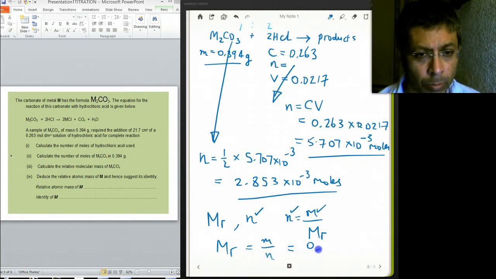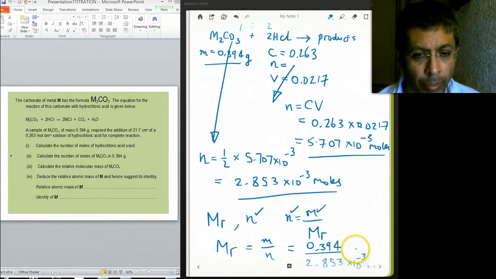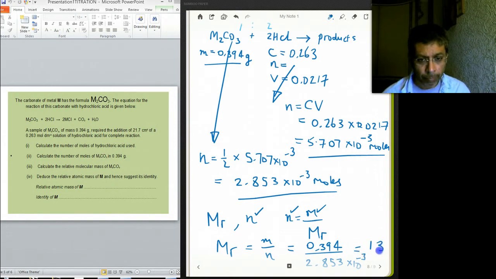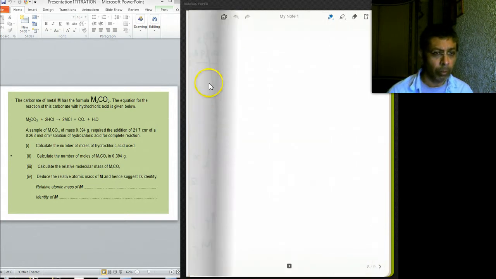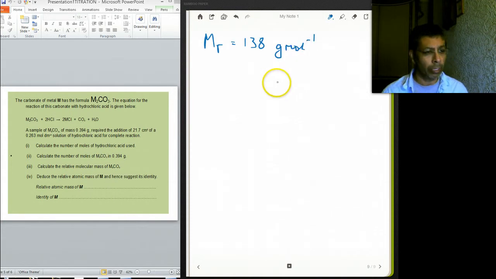That is 0.394 divided by 2.853 times 10 to the minus 3. And that will give us a value of 138 grams per mole. Okay, so Mr equals 138 grams per mole. That's the molecular mass of our metal carbonate. We don't know what M is.